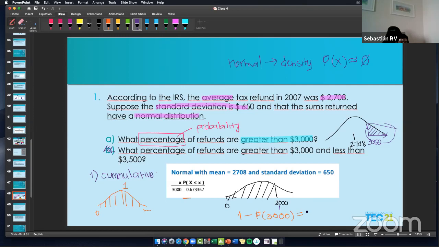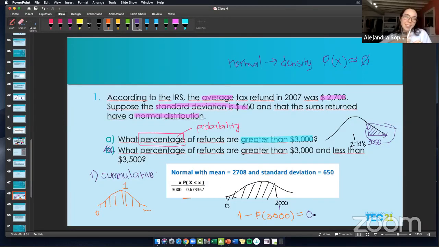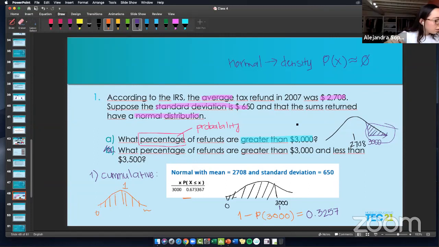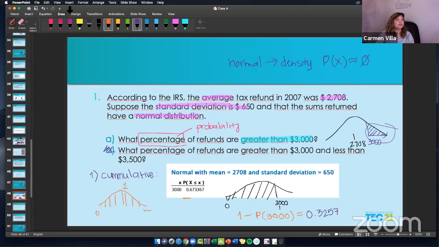Okay. So how much is the total, class? It's 0.3257. So what does it mean? That we expect that 32% of the population have a tax refund greater than $3,000. So that's a third of the population having that quantity of tax return.